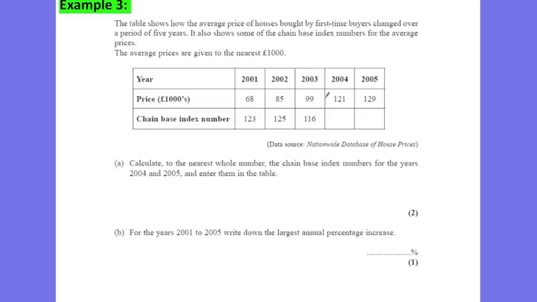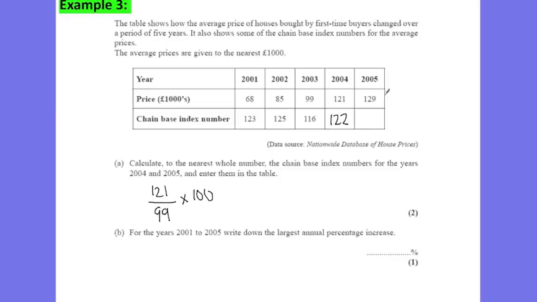Let's take a look at 2004. The price in 2004 is 121. We must divide it by the previous year. The price in the previous year, 2003, was 99. 121 divided by 99 times by 100 is 122. This is the chain-based index number for the year 2004.